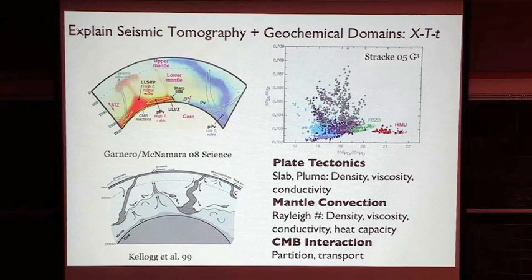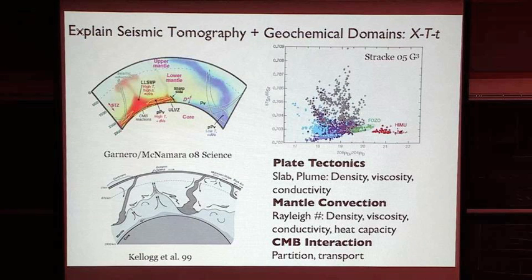And then we also want to know the core-mantle interaction, because that interaction might be creating those features at the double prime zone, and maybe it's even more responsible for some of the surface observations, like PGEs on the surface.